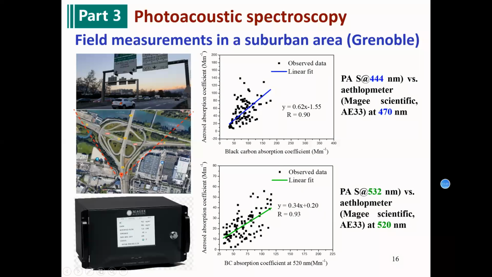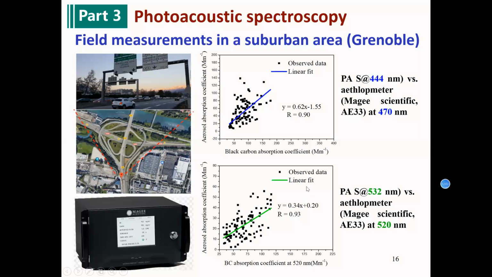And this figure shows a field measurement of particles in a suburban area in Creil in France. Our measurement site is at an intersection of a circular overpass, and this field measurement was carried out using the photoacoustic spectrometer and a conventional aethalometer, and the measured absorption coefficients at two wavelengths were compared, and a high linear regression R of 0.93 was obtained.